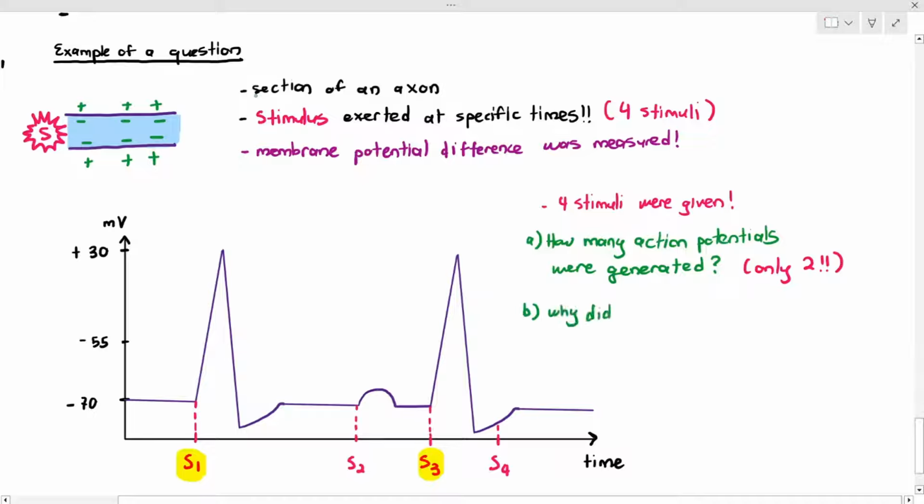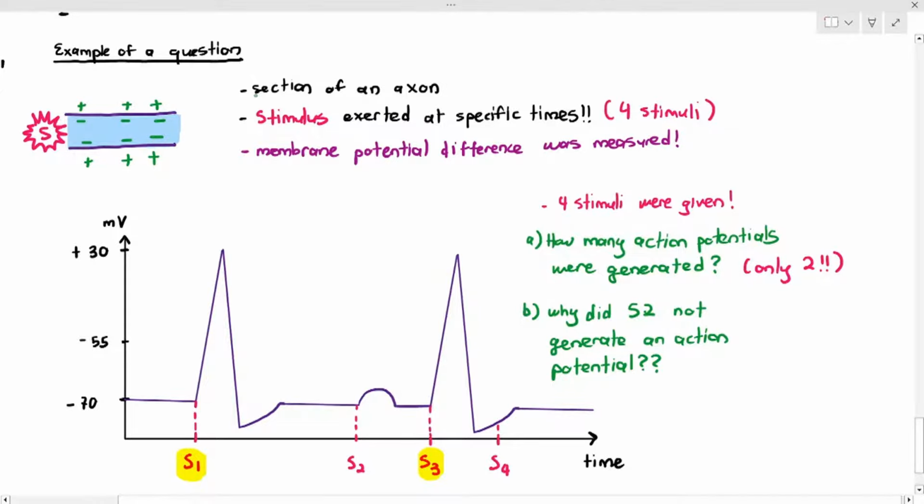Now, the question over here is as follows. Why did stimulus number 2 not generate an action potential? So they may ask you that kind of questions. Like you say, the axon was given stimulation at point number 2 over there, but it did not generate the action potential, the depolarization and repolarization wave. So why is that so?